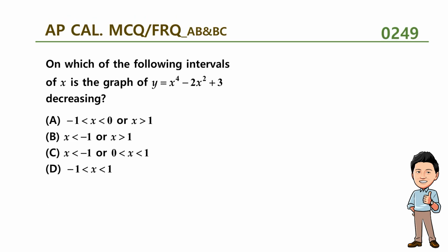We know that if y is increasing, then the slope of the tangent line, which is y prime, is positive, right? If y is decreasing, then the slope of the tangent line, which is y prime, is negative. The question here is to look for the interval of x where this graph is decreasing, so we have to find the interval where y prime is negative.